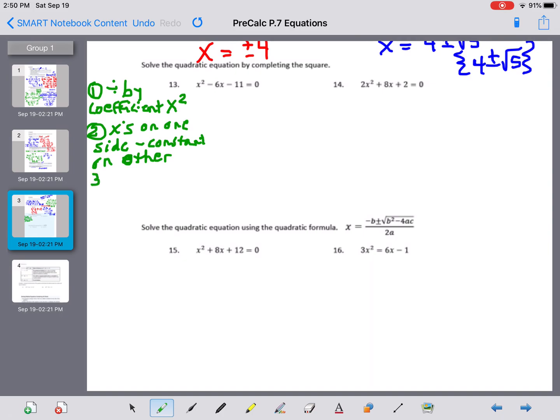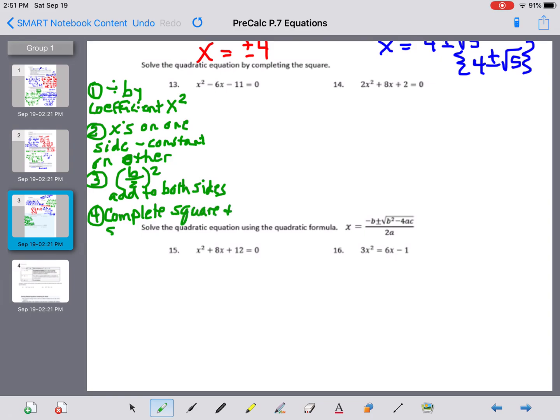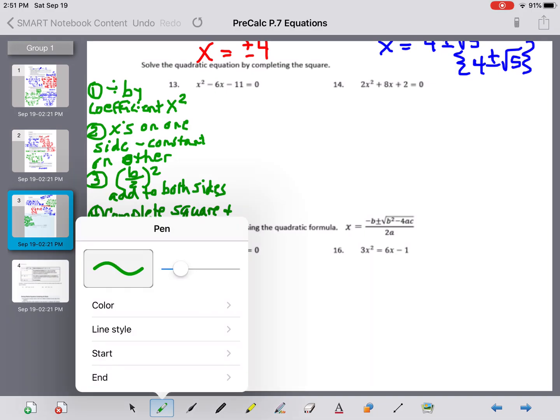And then we're going to do b divided by 2, squared. As we go through this example, this will make more sense. I'm just writing down the steps for you here. And we're going to add that to both sides. And finally, we're going to be able to complete the square and solve.